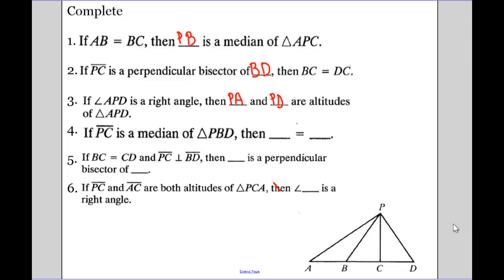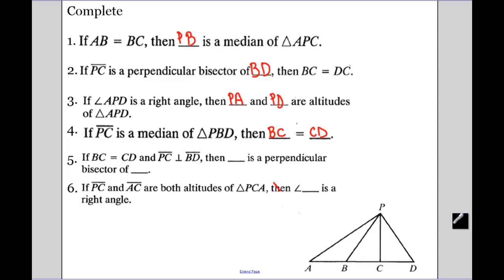If PC is the altitude, or if PC is the median of triangle PBD, so this is equal to this, BC is equal to CD. Oh, then that's what I was looking for. I was looking for what's congruent. Then BC is equal to CD, because PC went from the vertex of our triangle that we were talking about to the midpoint of the opposite side. Okay, next.